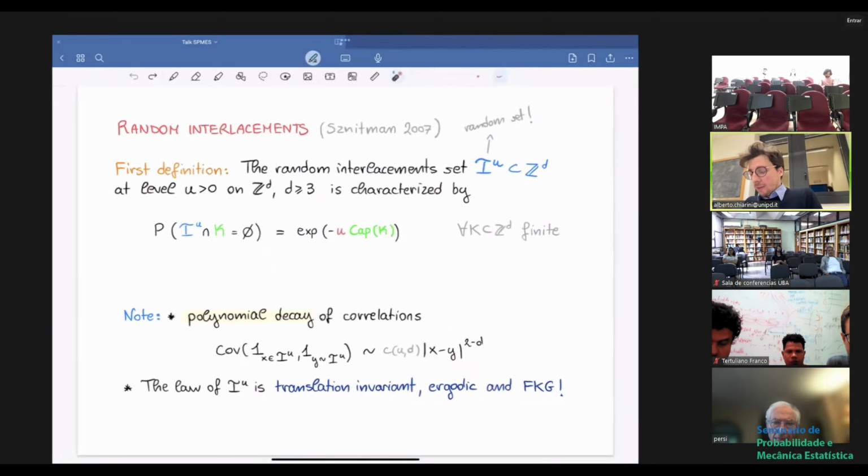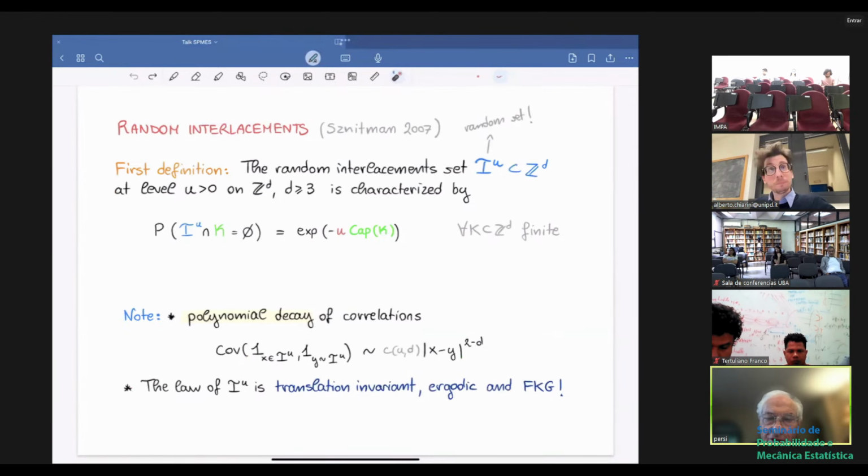One interesting thing is that this interlacement set, this is a random subset of Z^d, has polynomial decay of correlations. And the other interesting thing is that the law of this interlacement set is translation invariant, ergodic, and satisfies the FKG inequality. So we have an object that is global, defined on the whole Z^d, that captures the local picture by a simple random walk on the torus.